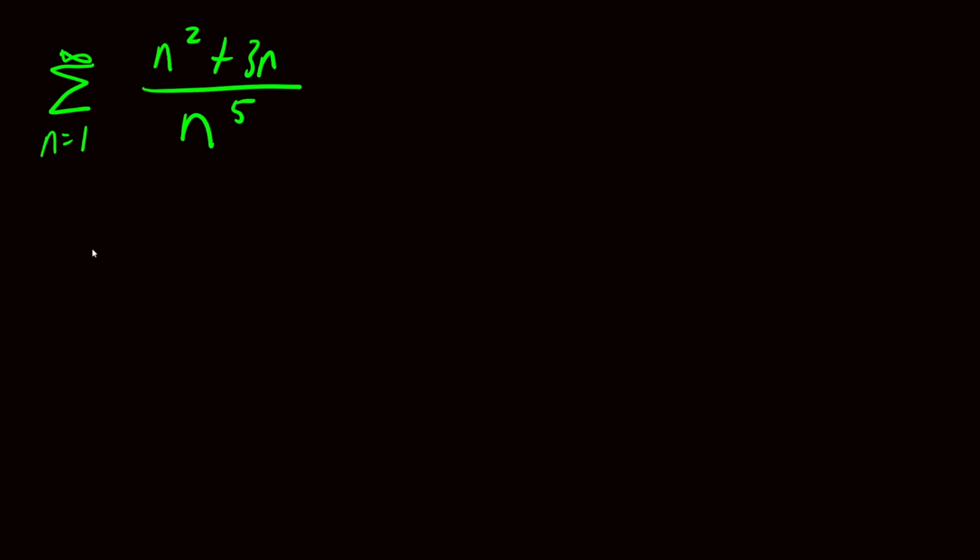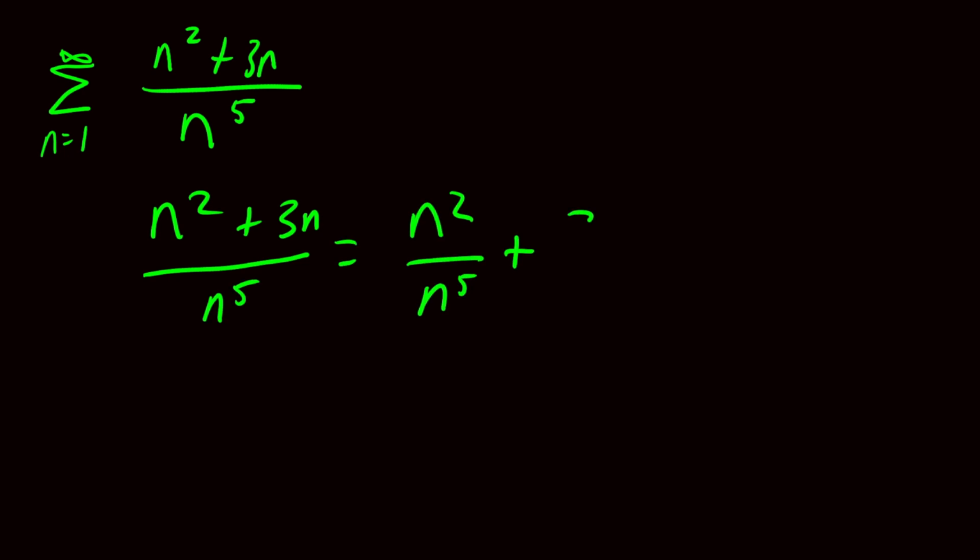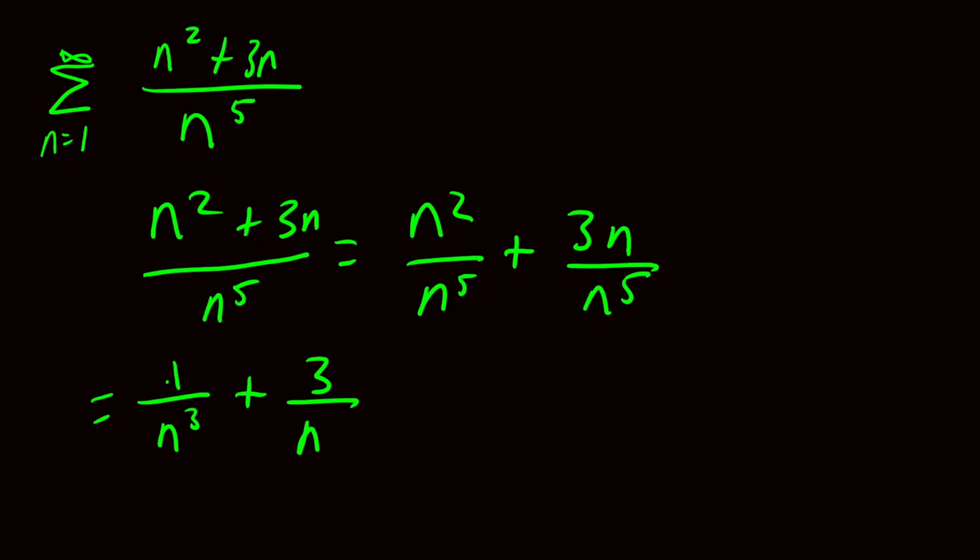All right, here's the next question. When you see this, you might think, there's no way this is a p-series. And yeah, this is a little bit tricky, but all we have to do is simplify. So it would be n squared plus 3n over n to the fifth. Let's break it up: n squared over n to the fifth plus 3n over n to the fifth. This simplifies into 1 over n cubed plus 3 over n to the fourth.